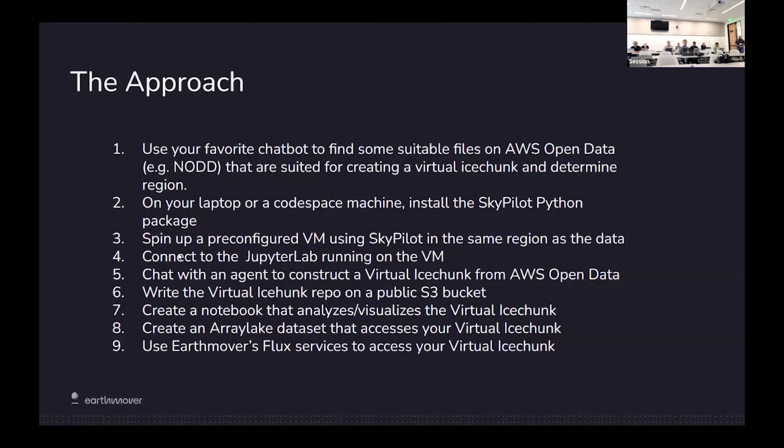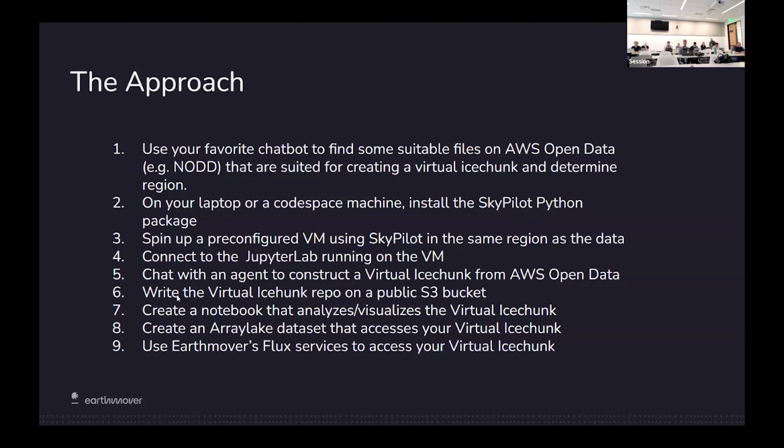So then we're going to connect to Jupyter Lab running on the VM. We're going to chat with an agent in that Jupyter Lab to create our virtual Icechunk. I'll walk through an example of all this and we can go through it together, but I just want to give you an overview again. Then we're going to write the Icechunk to a public S3 bucket that I've created for this breakout. Then we're going to tell the agent to create a notebook to visualize the data.